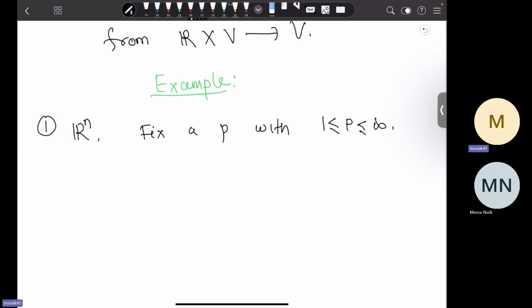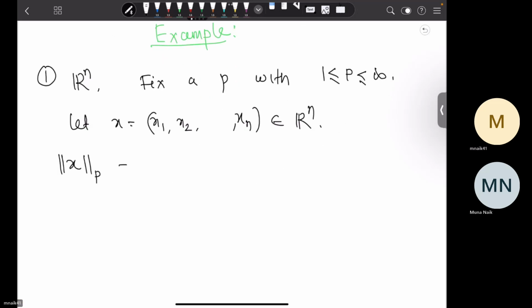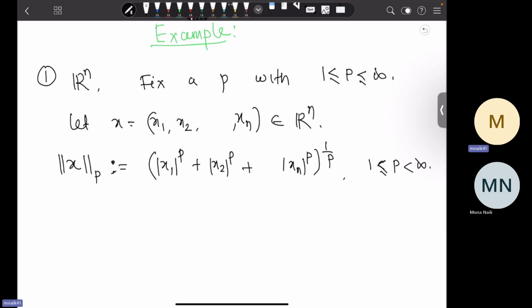So for 1 less than or equal to p less than infinity, let x equal (x1, ..., xn) belong to R^n. I define the norm of x, the p-norm, as (mod x1 to the power p plus mod x2 to the power p plus ... plus mod xn to the power p) to the power 1 by p, if 1 is less than or equal to p less than infinity. Or I define the infinity norm of x as the maximum over 1 less than or equal to i less than or equal to n of mod xi.